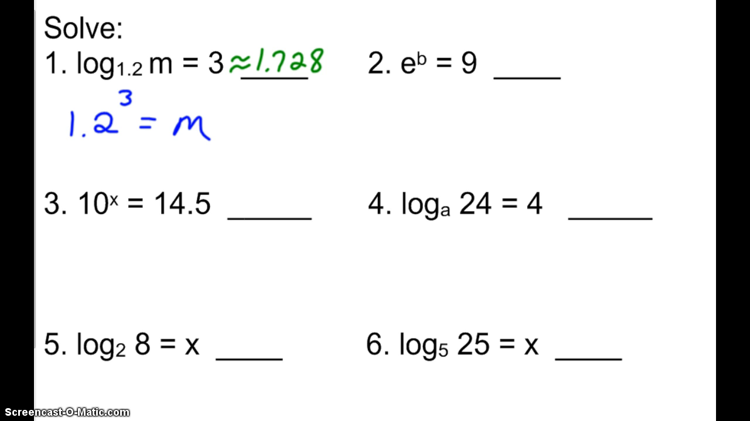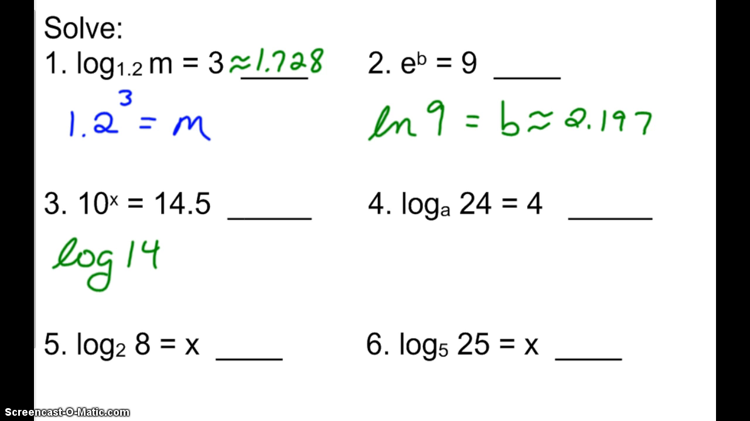On the second example, the base is e. So we would want to use the natural log, which we write ln, of 9 equals the exponent b. So again, on our calculator, there's a button that has just ln, which is the natural log, and we would take the natural log of 9 on our calculator. Rounded to 3 decimals is 2.197. For number 3, the base is 10, so we would use the common log to find that. And we go common log of 14.5 is equal to x, which is then approximately 1.161 rounded to 3 decimals.